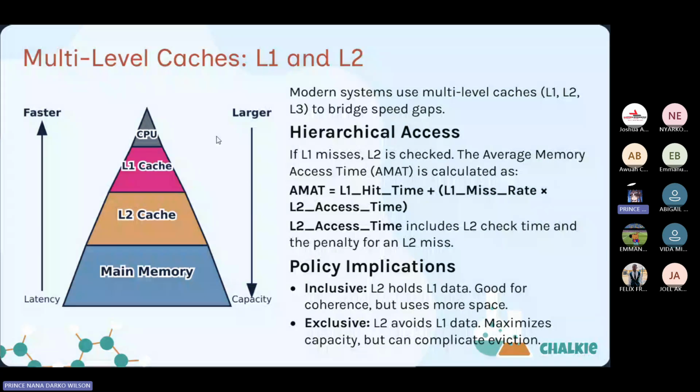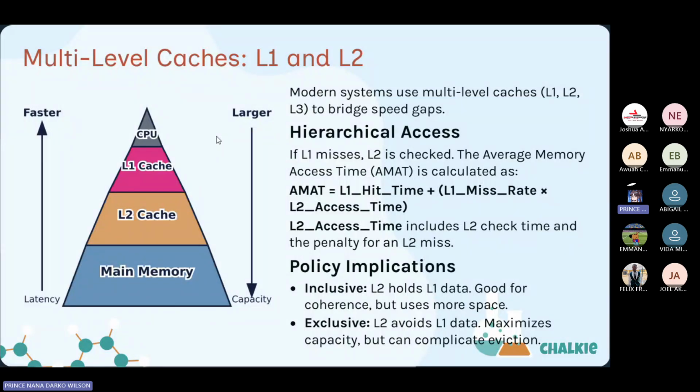The policy implications: inclusive means level 2 holds level 1 data, which is good for coherence, but it uses more space. So level 2 holds level 1 data to use it as a reference point so that we can easily run to it and pick it back up. Exclusive will mean that level 2 avoids level 1 data. This one allows for more space, but it can complicate eviction.